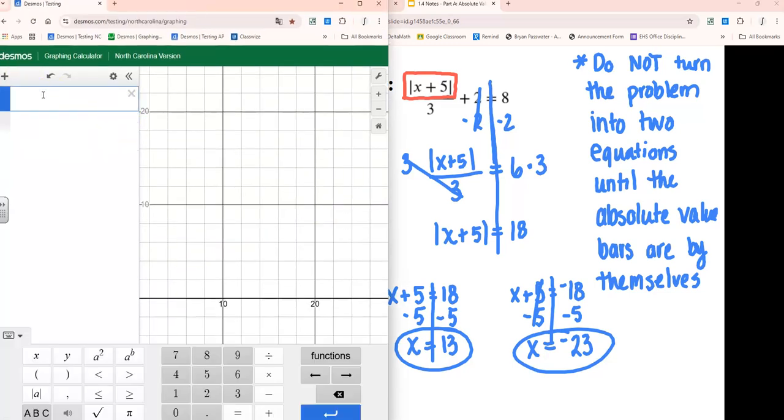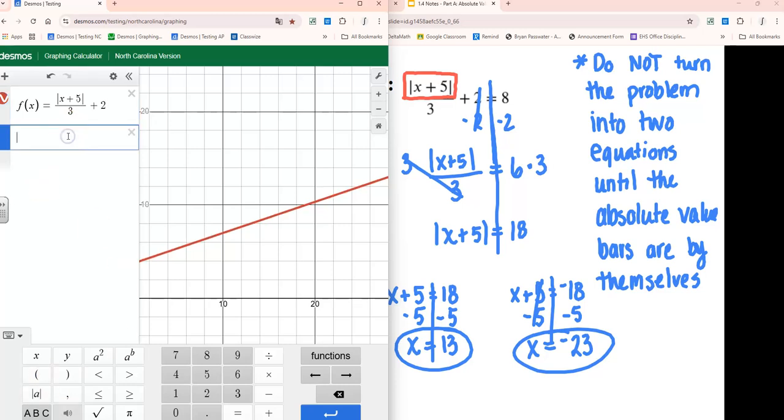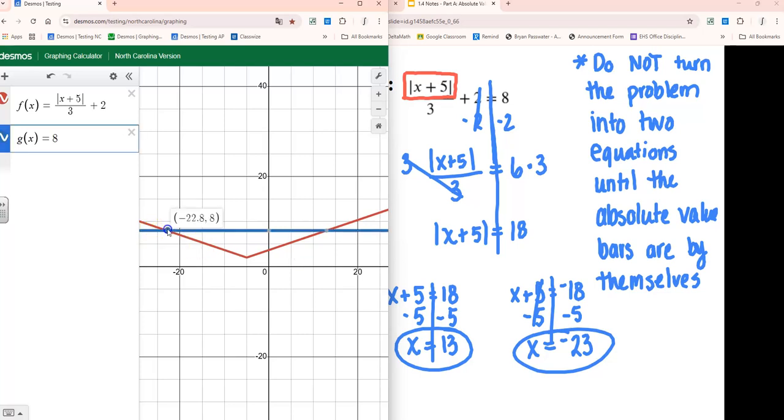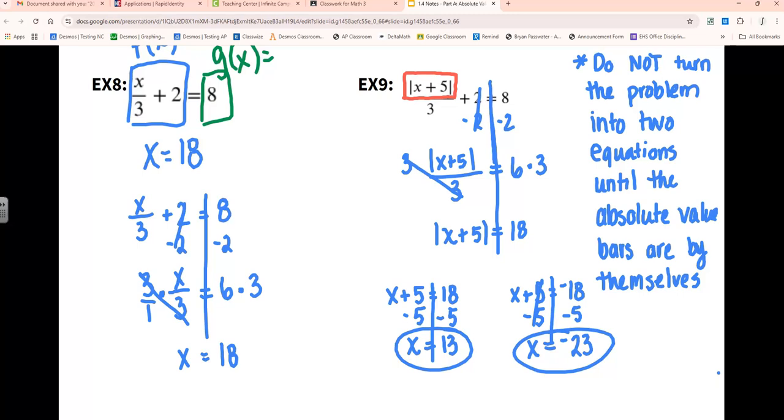So if I want to, I could have done it this way. F of x equals absolute value of x plus 5 over 3 plus 2. That's everything on the left side. G of x equals 8. I look for where they cross. It is right here, negative 23. Right here, positive 13. Okay, so you can use that to check your work. Okay, questions so far? All right.